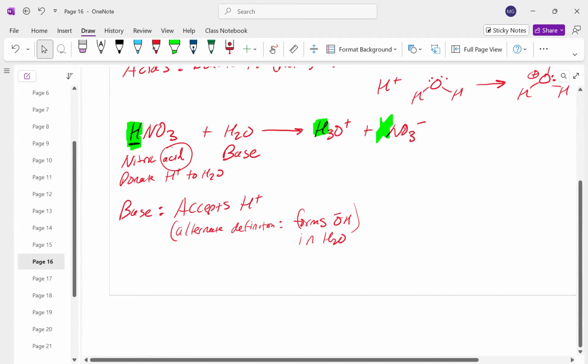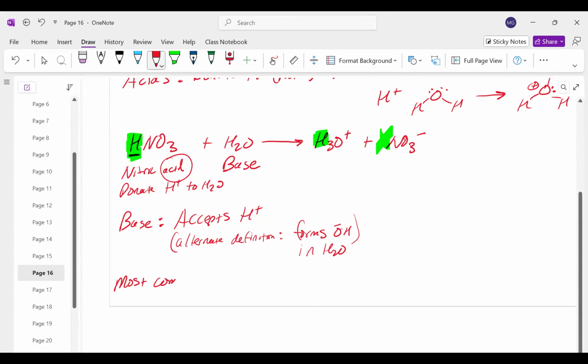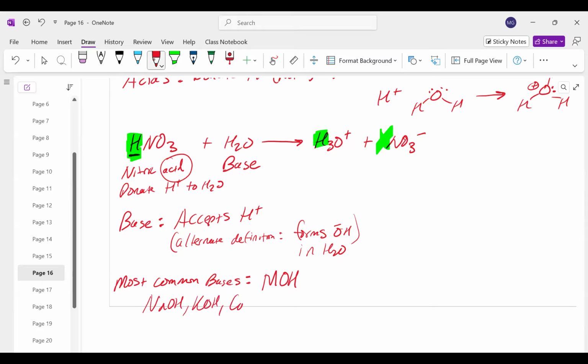Now, some of the most common bases that you're going to see in this class, or I should say in general chemistry, are metal hydroxides. So I'm just using M there as a generic metal. Like, for example, sodium hydroxide, potassium hydroxide, calcium hydroxide, and so on. And you also will see ammonia quite a bit, NH3, as a base.